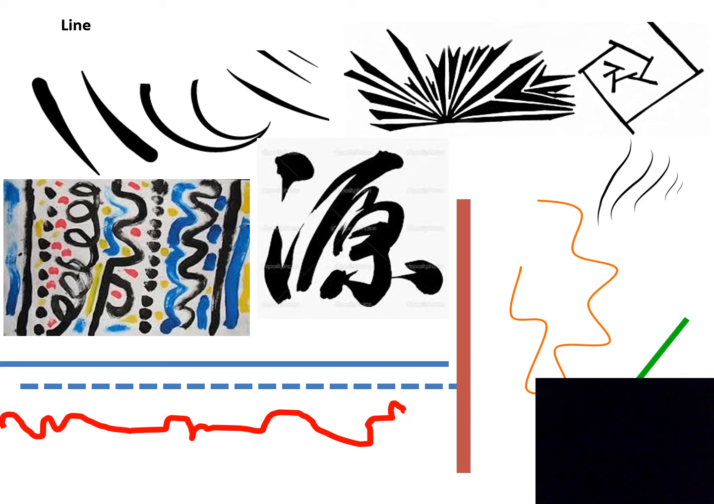When it comes to line, there are lots of different styles of lines. Lines that get thicker and thinner are called weighted lines. Different sorts of tools make different kinds of lines.